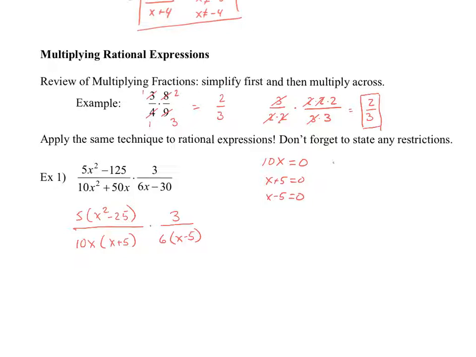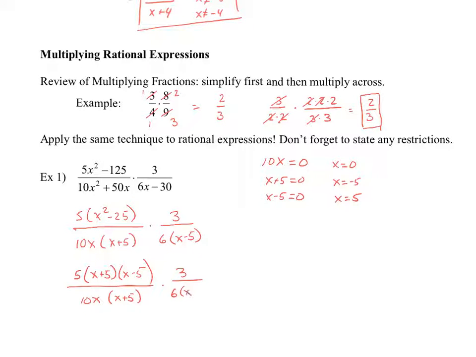Now when I solve these, I find that if x equals 0, the denominator would equal 0. If x equals negative 5, the denominator would equal 0, and same thing for positive 5. So now I've identified my restrictions. I can go ahead and simplify this problem, and again, remember the rule. Oops, actually, I can't simplify it just yet. I haven't completely factored, so let me factor that left-hand numerator. Okay, over.